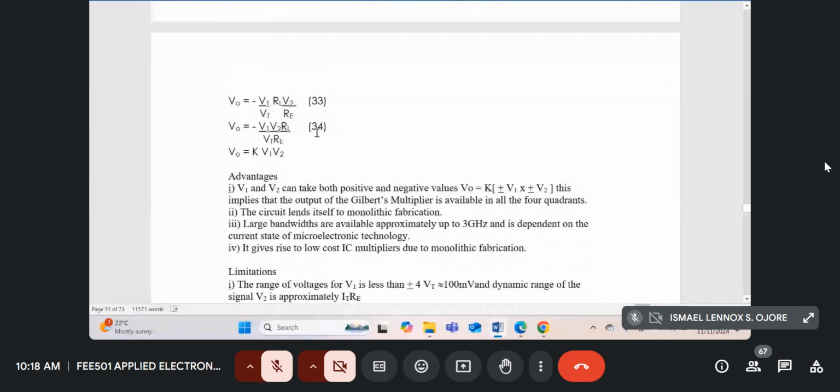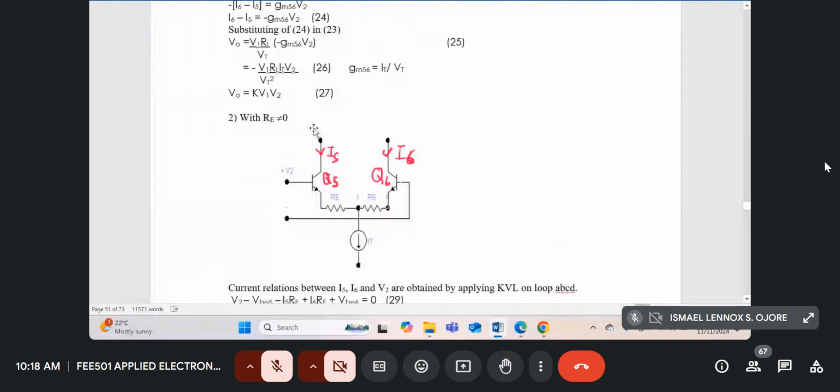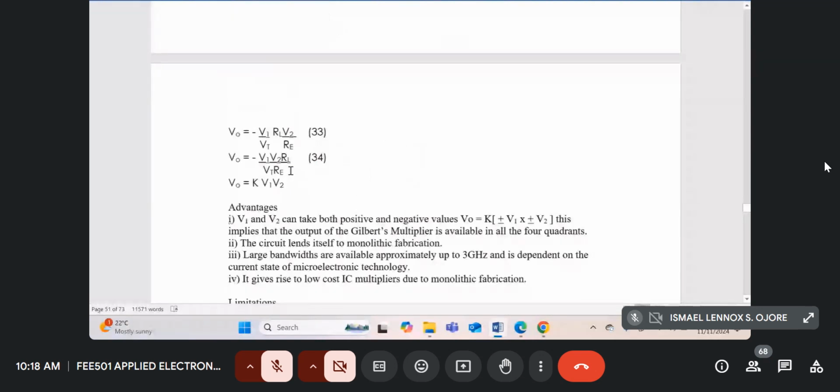So if you compare 34 with 26, you'll find that the effect of RE is actually decreased. The effect of RE in 34 is to decrease the gain of the system, but improve the dynamic range of the signal V2.